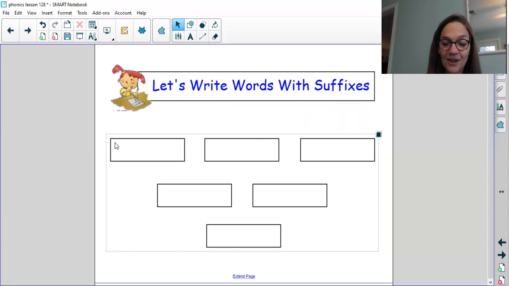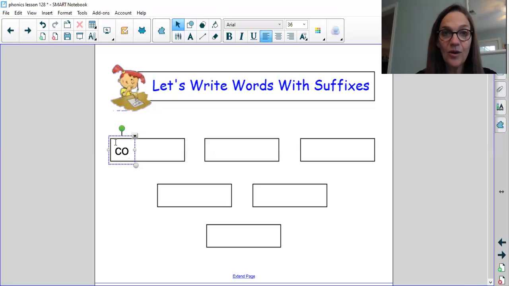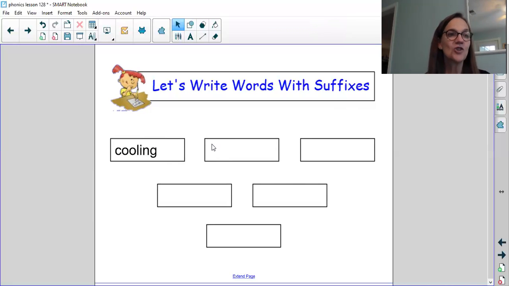All right, you should have written cooling like this. C-O-O-L-I-N-G. Why did we not double the final consonant? Because it's not a short vowel word. It's a special sound vowel. Okay, let's try another one.